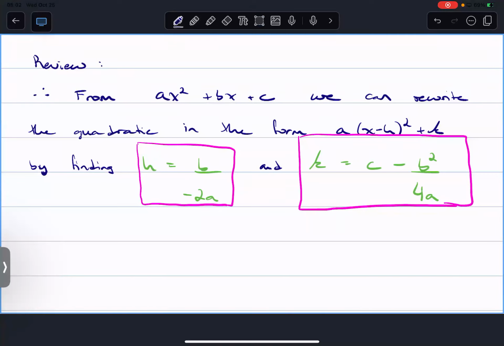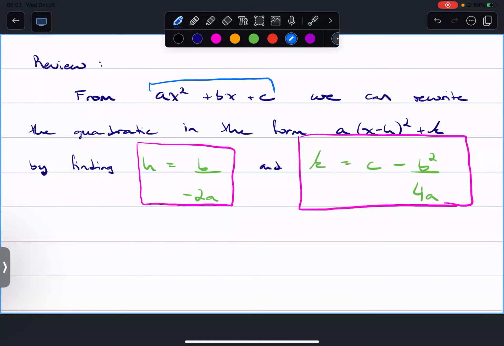From Monday, I guess it was, just a little bit of review. What we spent a lot of time doing and working on was moving from this standard form, so this is called standard form of a quadratic, ax squared plus bx plus c, and moving to transformation form, which has its benefits, the main one being that it gives us the vertex, right? And so this is transformation form.